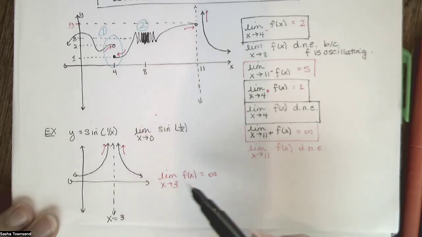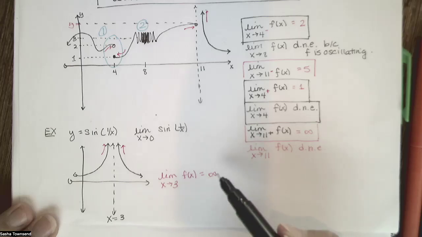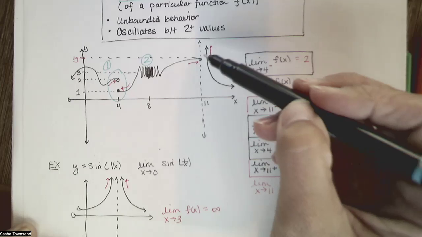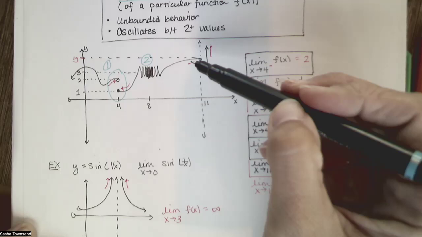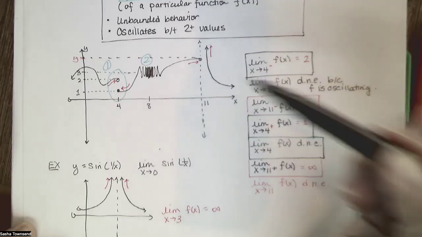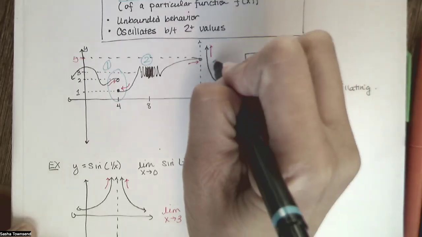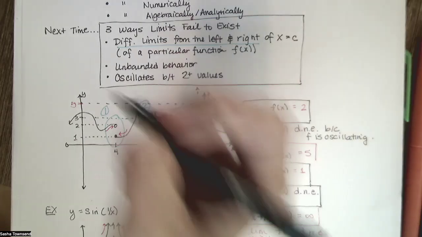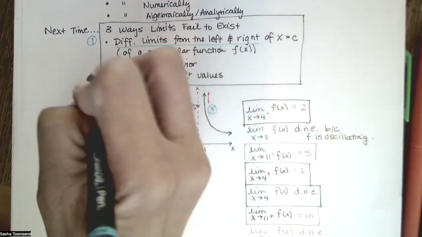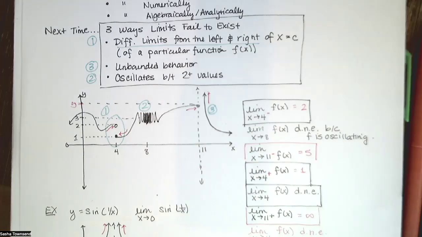This has unbounded behavior, but we can write an answer for that limit, even though that answer is not a finite number. And then over here, the limit doesn't exist because it has unbounded behavior, but it also has a different behavior from the left than it does from the right. So the limit doesn't exist for both reasons there. So those are our three ways. I think I did that in a slightly different order, but you get the idea.